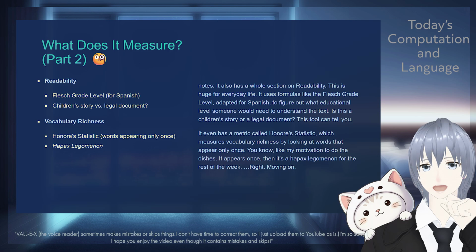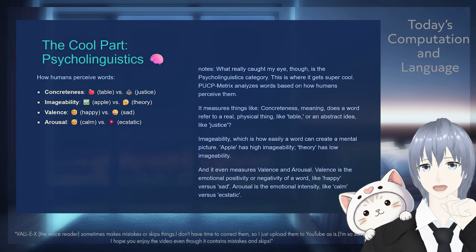Right. Moving on. What really caught my eye, though, is the psycholinguistic category. This is where it gets super cool. PUCP-Metrix analyzes words based on how humans perceive them. It measures things like concreteness, meaning does a word refer to a real physical thing, like table, or an abstract idea like justice? Imageability, which is how easily a word can create a mental picture. Apple has high imageability. Theory has low imageability.